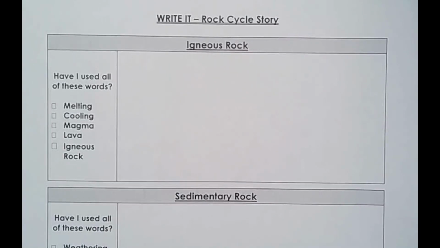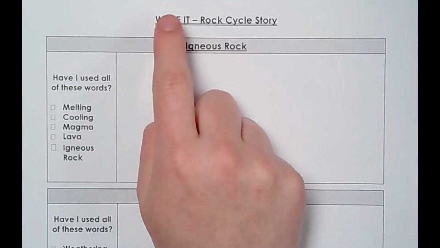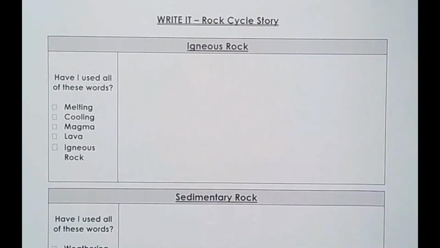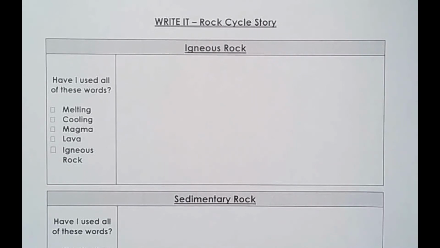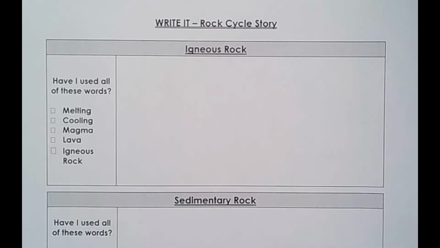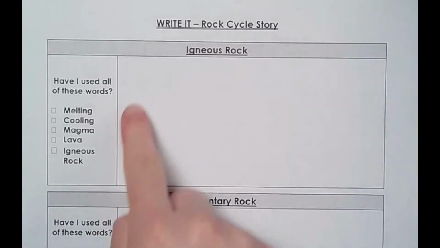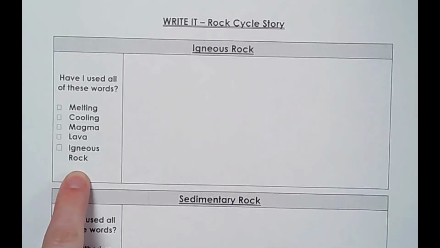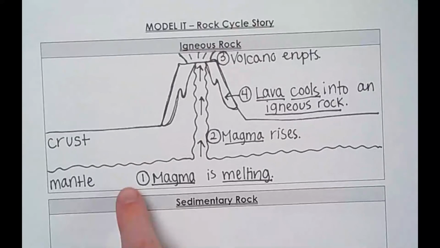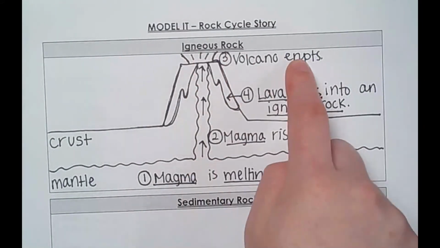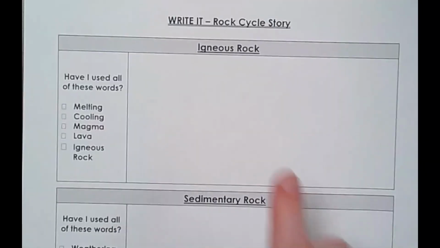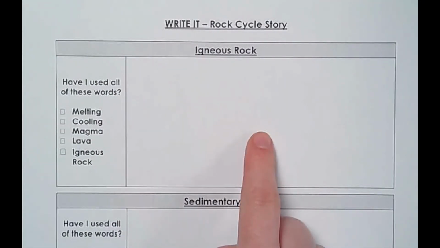You've modeled it, you've drawn a picture, now you're going to write the story. So in this space right here, you need to take that model that we just drew and turn it into a story. So take those steps, turn them into complete sentences, and make sure when you're telling that part of the story, you use all of these vocab words right here. Now you want to make sure that you don't write it like this. The magma's melting, the magma rises, the volcano erupts, and the lava cools to an igneous rock. Remember, in your story, you are telling your story from the perspective of a rock.